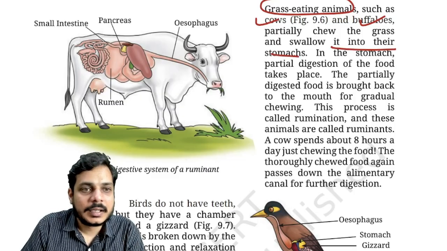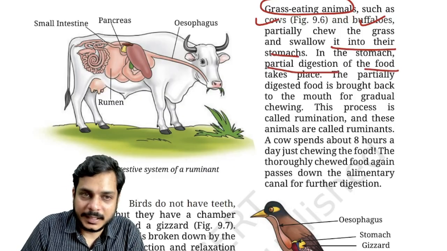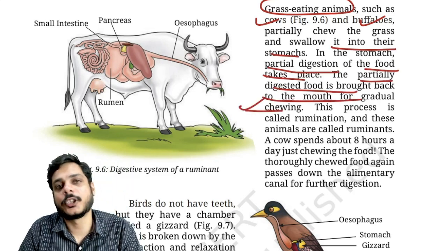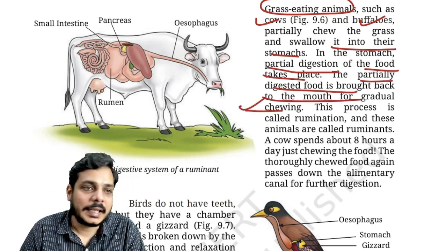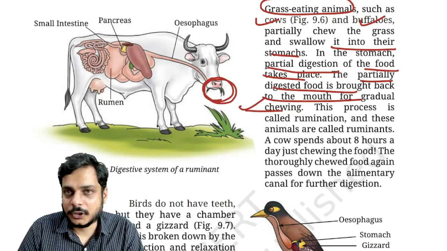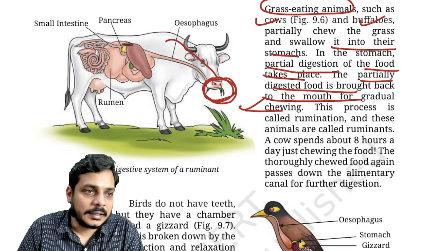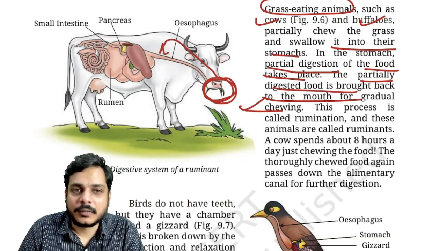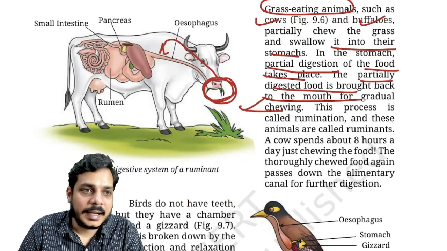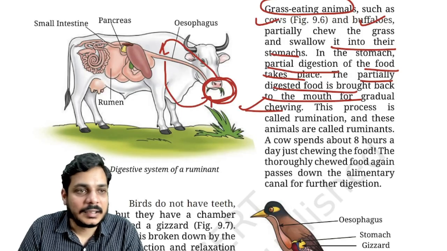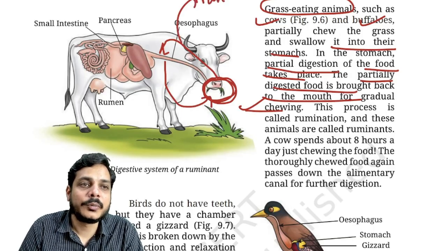What happens in the stomach? The partial digestion of the food takes place. The partially digested food is brought back to the mouth for gradual chewing. Understood? The grass is partially chewed, it reaches the stomach. Okay. In the stomach there is interaction with certain types of digestive juice, and this is then brought back into the mouth for further chewing. This whole process is called rumination.